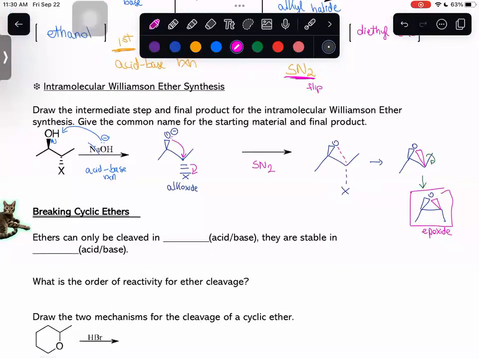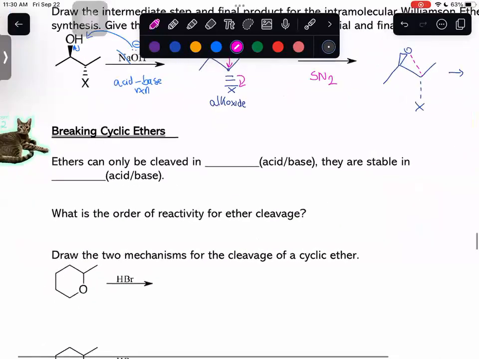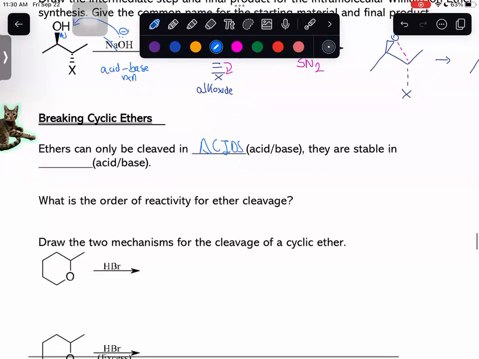Now we're going to be talking a lot about epoxides later on in the chapter, but we know how to make our normal ethers. Now we have to learn how to break them. You have to know that normal ethers, the ones that are not an epoxide, are only going to be cleaved in acids. Only in acids. And they're always going to be stable or non-reactive with bases.